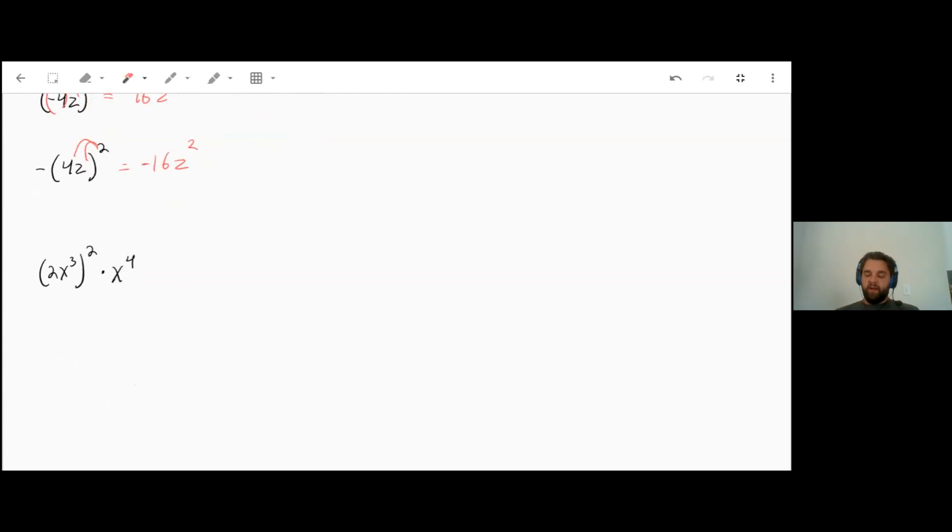Final problem here. Let's go and distribute this power of 2 in. So we'll come up with 2 squared times x to the third squared times x to the fourth. Well, x to the third squared, we can multiply those exponents. So we would then have x to the sixth times x to the fourth, and still have that 2 squared out in front, which is the same as 4. Well, we can now simplify this because we have the same base to different powers, so we can just add those powers together. So we'll come up with 4x to the 6 plus 4 is 10th. So 4x to the 10th power.